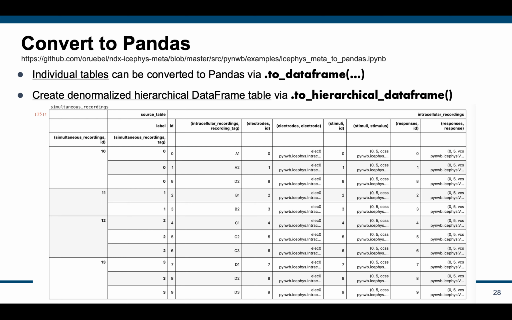We call our NWB HDF5 IO as usual and write the data to file. The ICEphys extension also provides a number of enhancements to ease visualization and interaction with the data by allowing us to convert these tables to pandas. We can convert individual data tables to pandas via the toDataFrame function, which I already showed you for the intracellular recordings table on an earlier slide.